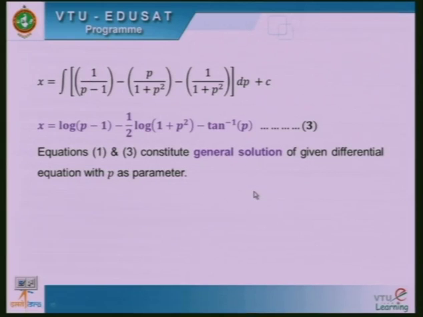Now integrate it to get x equals log of p minus 1 minus half into log of 1 plus p square minus tan inverse of p. So it is in terms of p. So this is the general solution, because x is in terms of p, y is in terms of p. This is the general solution of the given differential equation.